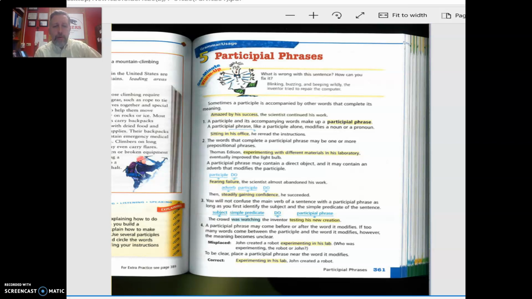So if you look at where it's misplaced, John created a robot experimenting in his lab. The position of the participial phrase makes it sound like the robot was experimenting in his lab, but we know that most likely John was doing that, and so we'd have to move it. Experimenting in his lab, comma, notice the comma setting off the phrase, John created a robot. So you've got to make it more clear. If you look at the 1-minute warm-up, there's an example of that as well.